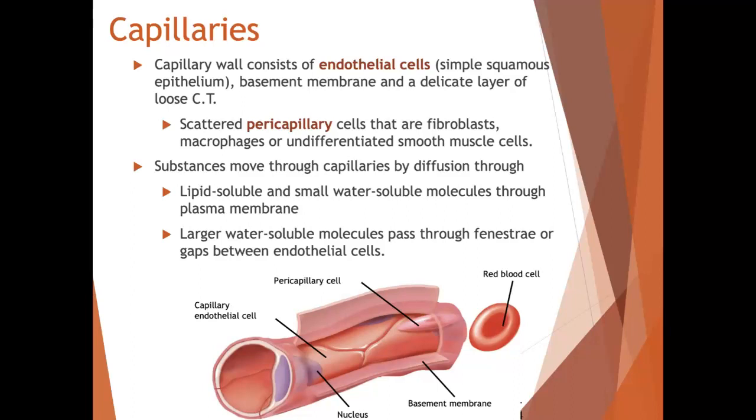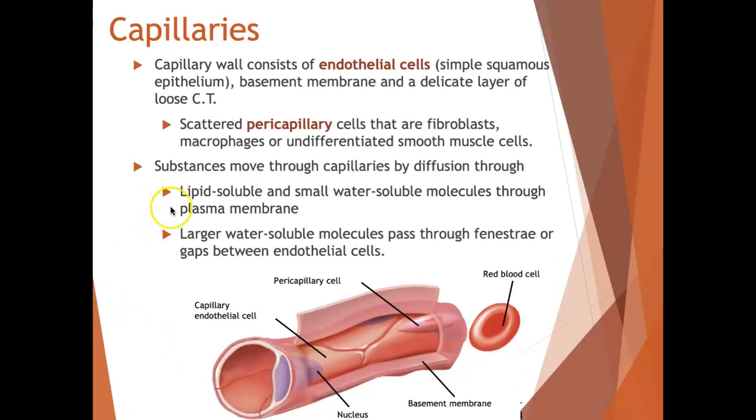So our capillary wall, as I said before, will really be made up of that tunica intima. So we have our endothelial cells, which are simple squamous epithelium, our basement membrane, and a delicate layer of connective tissue. Scattered throughout here, we are going to have our pericapillary cells, and these are fibroblasts, macrophages, and undifferentiated smooth muscle cells. We will see that our substances will move through the capillary through diffusion. And that's why we want these endothelial cells so thin, so we can easily move things back and forth.